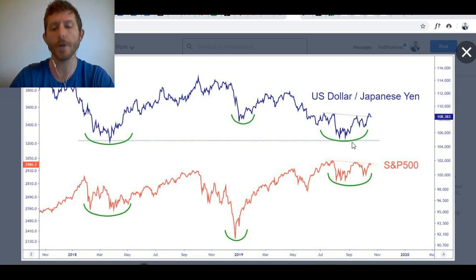And you can see the current price action of the US dollar Japanese yen is looking very similar. In fact, it just recently broke over a resistance, and it looks very, very similar to the S&P 500, almost identical. All right, so that is another indicator that this market is going to head higher.